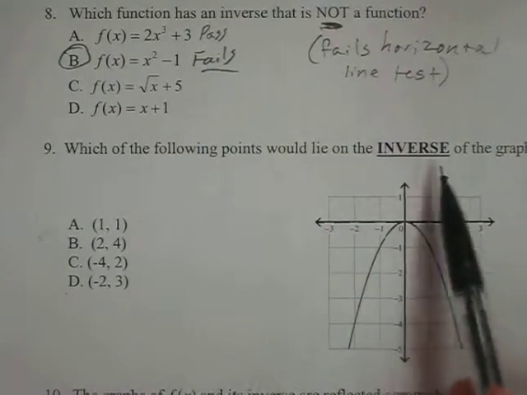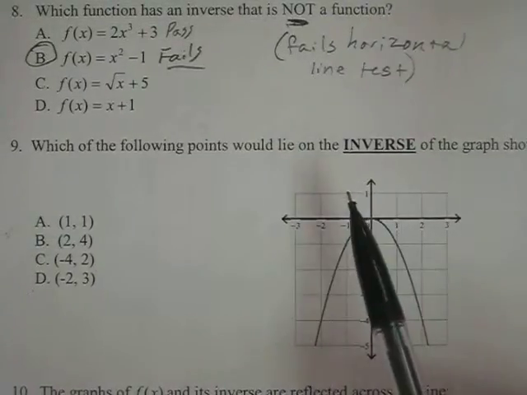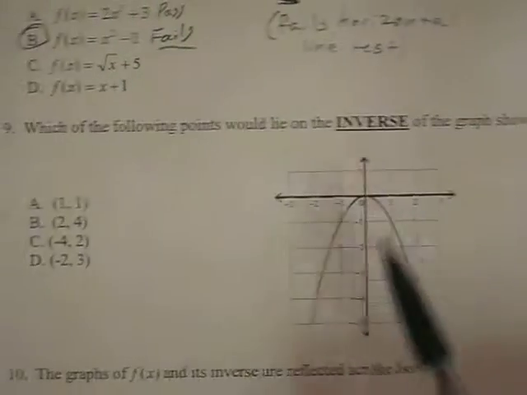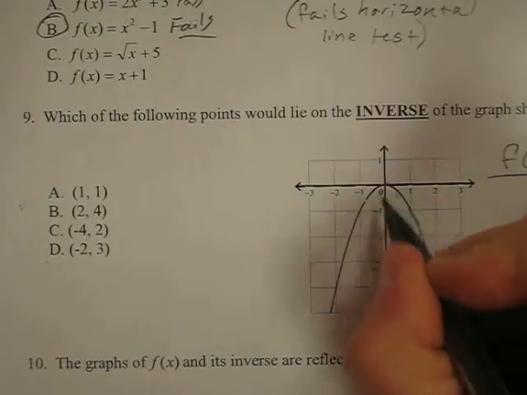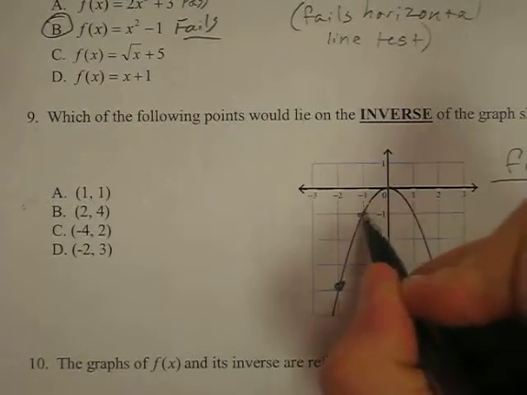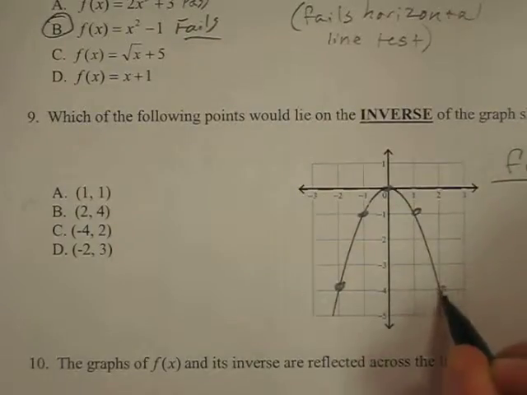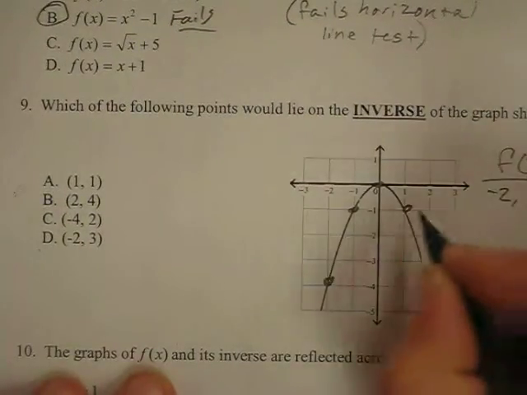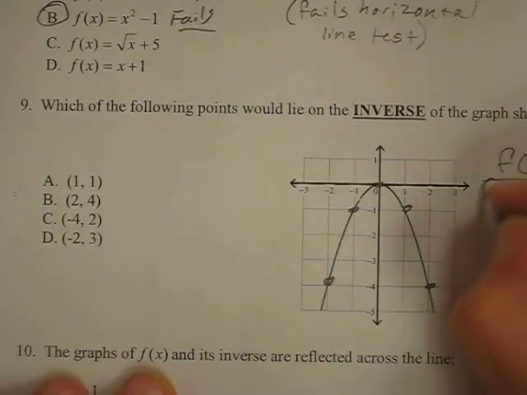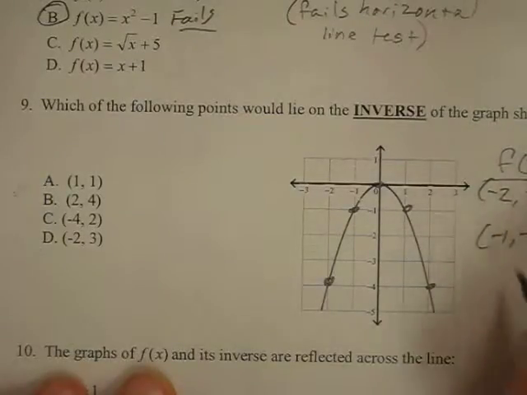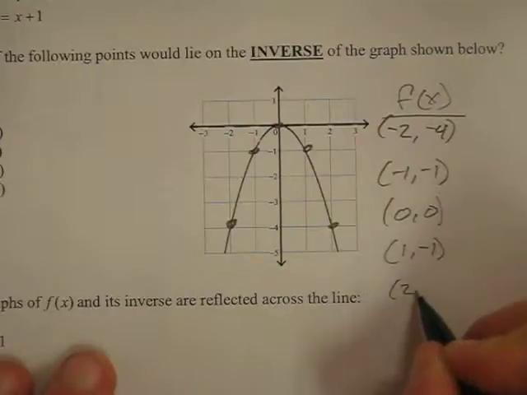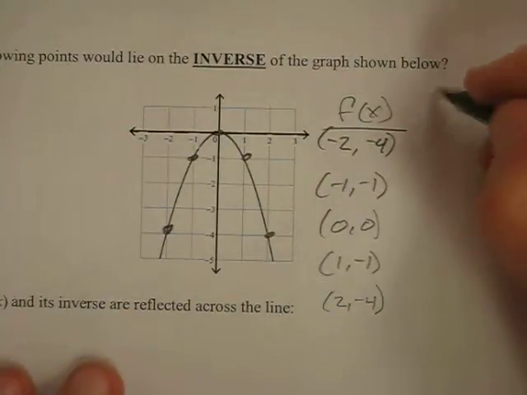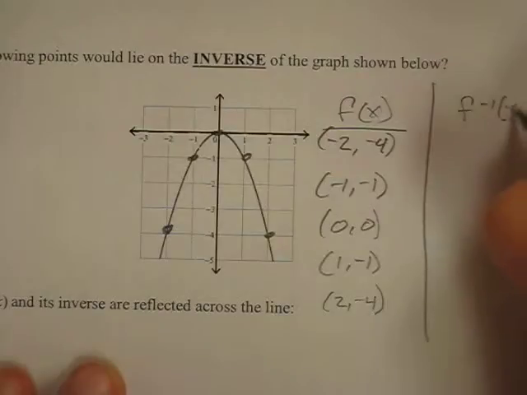Which of the following points would lie on the inverse of the graph shown? Okay, so which one would be on the inverse? So, here's f of x. Let's just start with these points. I have these points, okay? -2, -4. -1, -1, 0, 0, 1, -1, and 2, -4. Then I have the inverse, f -1 of x.